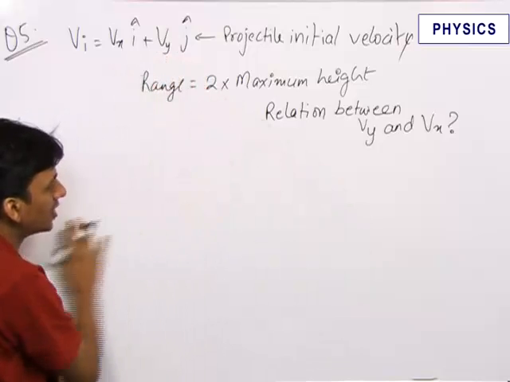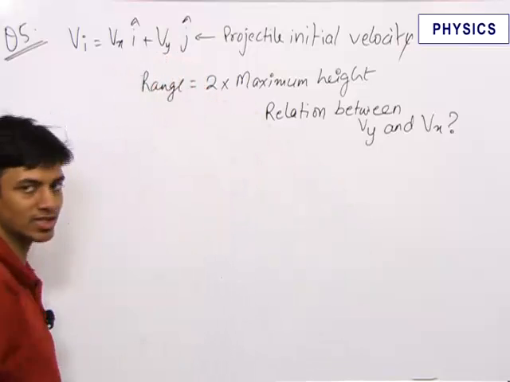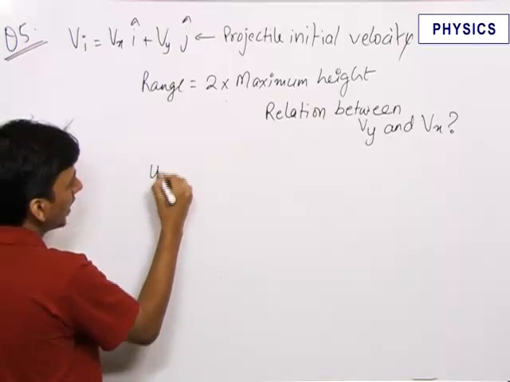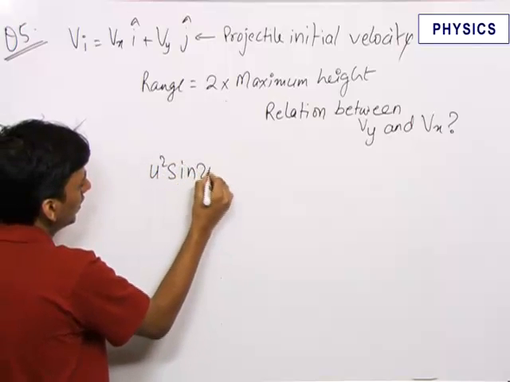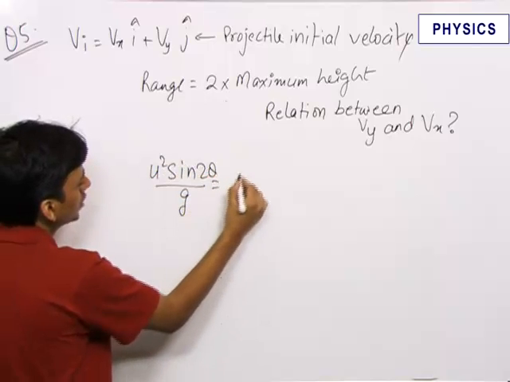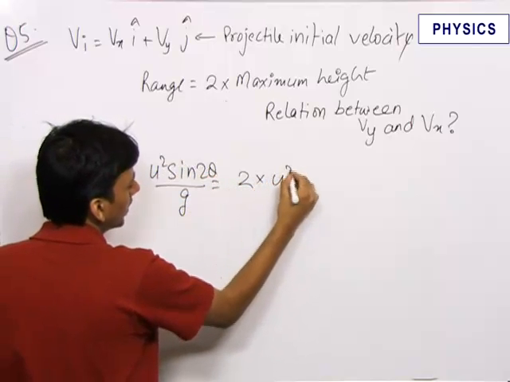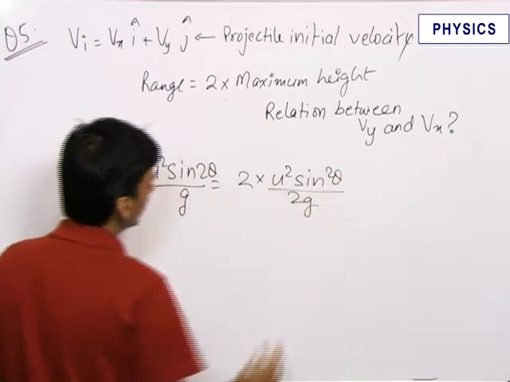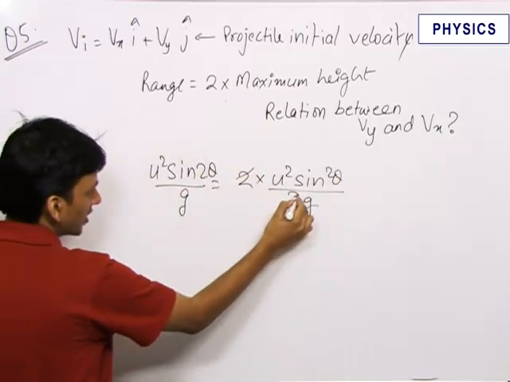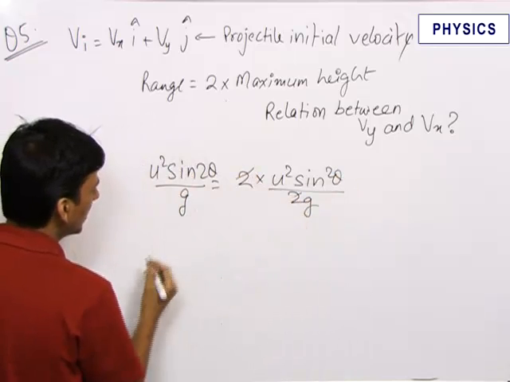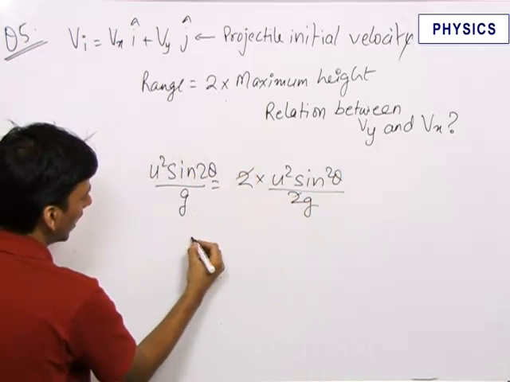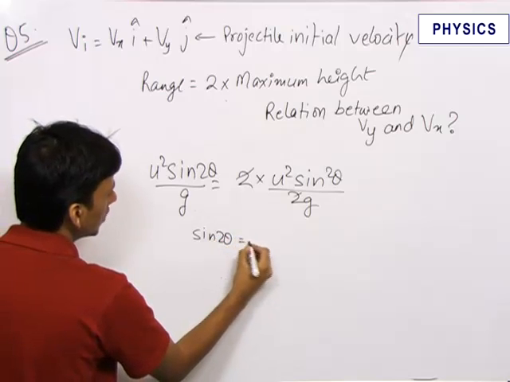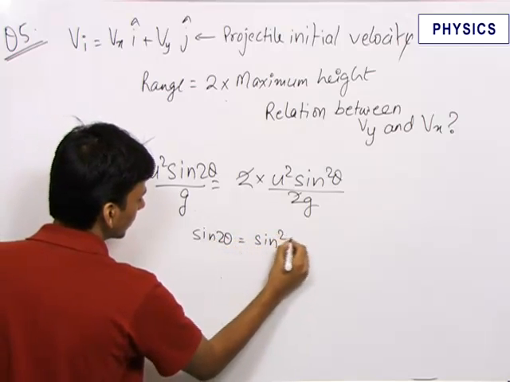So this question can be easily solved if we remember the formula for range and maximum height, which you should remember. Now range we can write as u square sine 2 theta by g. This is 2 times the maximum height, that is u square sine square theta by 2g. Now when we solve this, we can cancel this 2, the g gets cancelled, u square gets cancelled, and what we get is that sine 2 theta is equal to sine square theta.